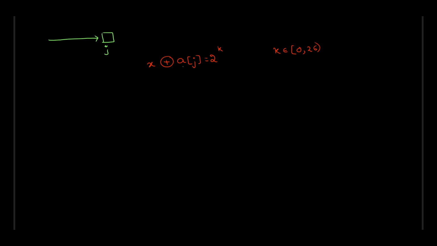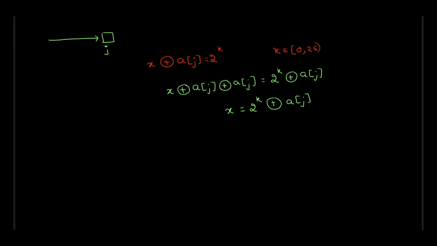So if you XOR both sides by aj, you will have this expression: x XOR aj XOR aj is equal to 2 to the power k XOR aj. And XOR has an interesting property that y XOR y is equal to 0. So you can see that this expression simply reduces down to x is equal to 2 to the power k XOR aj, which is known to us because we are iterating k, and aj is also known. This means the right hand side is known to us.